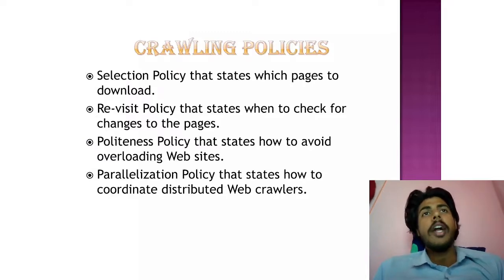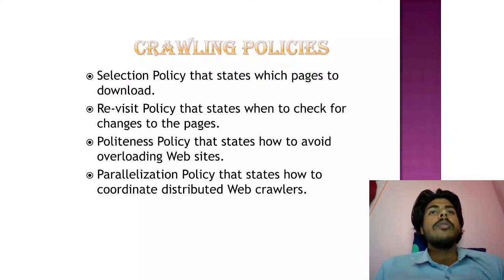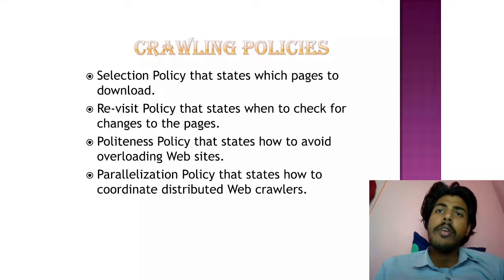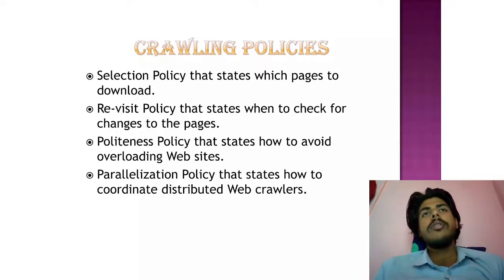There are some policies regarding crawling. Selection policy states which pages to be downloaded. Revisit policy states when to check for changes to the pages. Politeness policy states how to avoid overloading websites. Parallelization policy states how to coordinate distributed web crawlers. These are some policies for web crawlers that should be maintained and regulated.